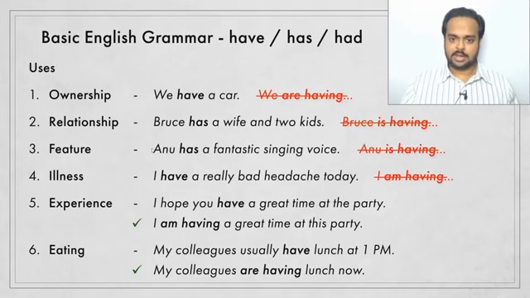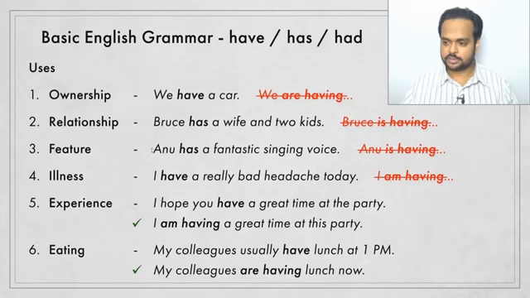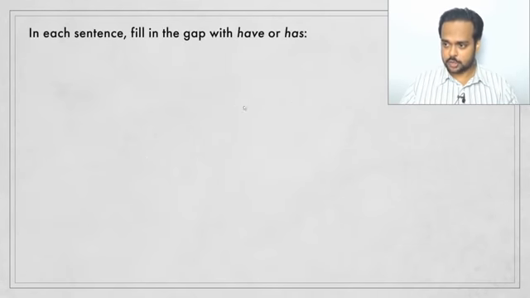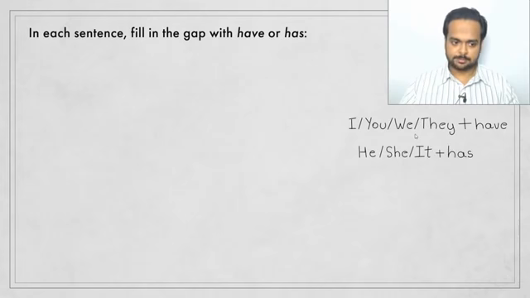So with all of this in mind, I think you now have enough knowledge for us to go to the first exercise in our lesson. You see the form chart again. We're going to practice putting have and has in the correct place. I'm going to show you 10 sentences. In each one, I want you to tell me if you would use have or has. So let's go to the exercise. In each sentence, fill in the gap with have or has. I'm going to put the rule here on the side. Remember, I, you, we, they, have; he, she, it, has.